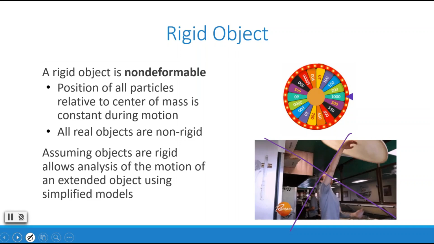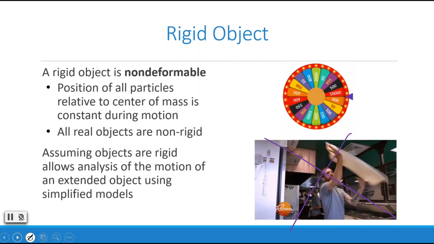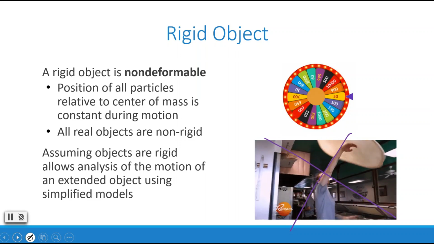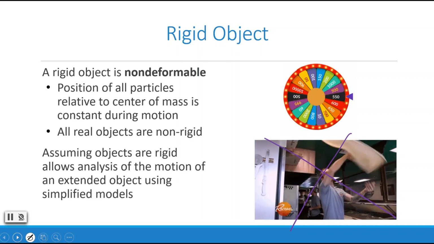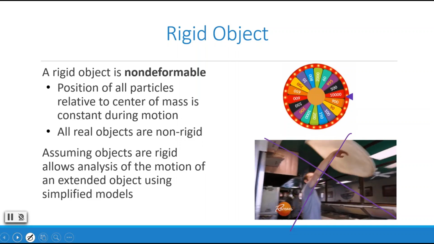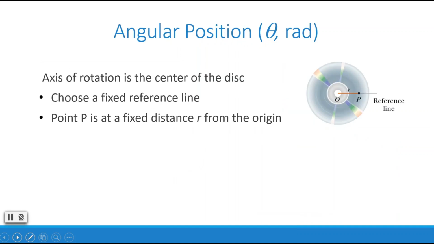This allows us to simplify our extended objects and use simpler models. In reality, things are much more complicated. There's a lot of stretch that goes on, and you have to start thinking about tensions and all sorts of things, and it gets crazy. So we're not going to have to deal with that. We're only going to deal with rigid objects.